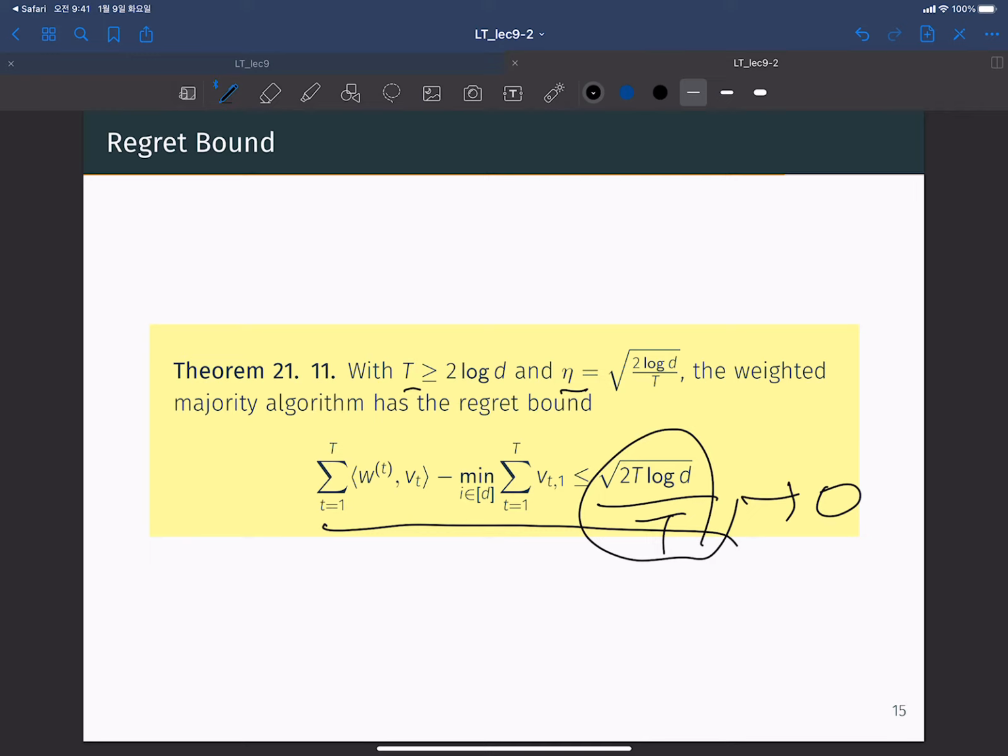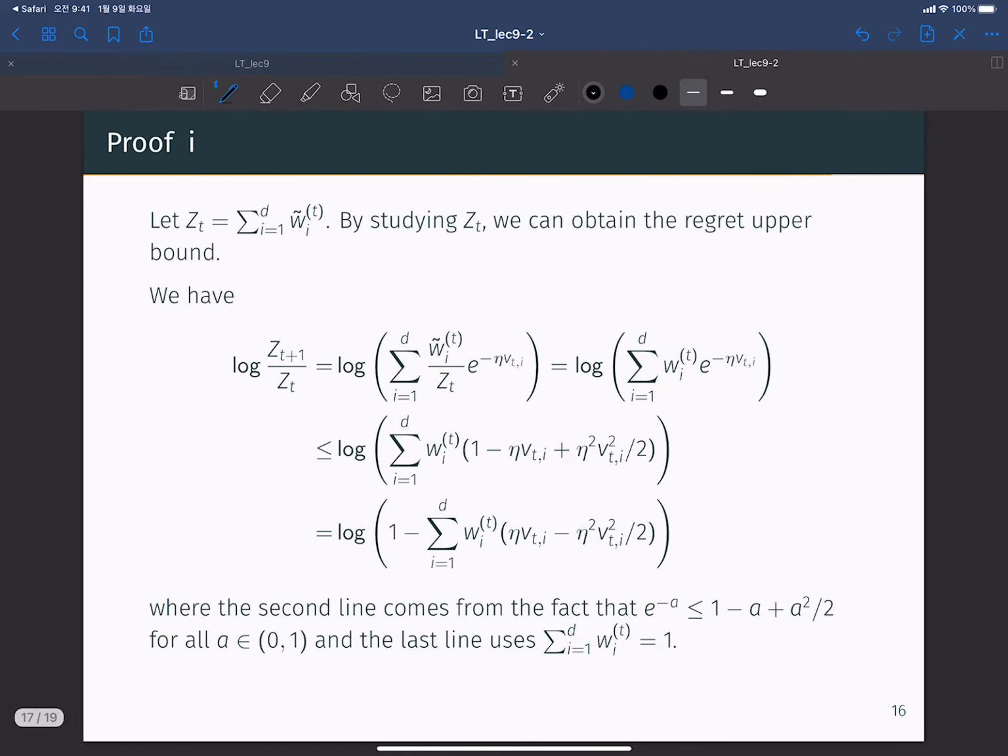So this is a much better algorithm than any deterministic rule against the adversary attack. The proof is not so difficult. We can understand it. So that basically uses a kind of potential function technique.